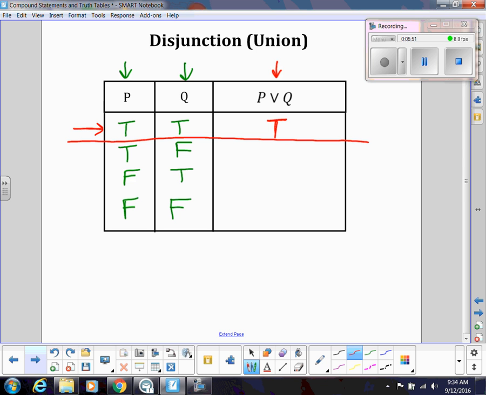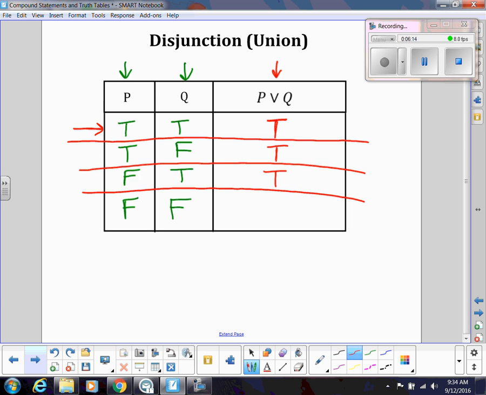All right, so let's say you studied, but you didn't get an A on the test. Well, that means that one or the other happened, so our statement is still true. In this situation, the first one is false. So you did not study, but you did get an A on the test. Well, then the statement of you studied or you got an A on the test is still true.